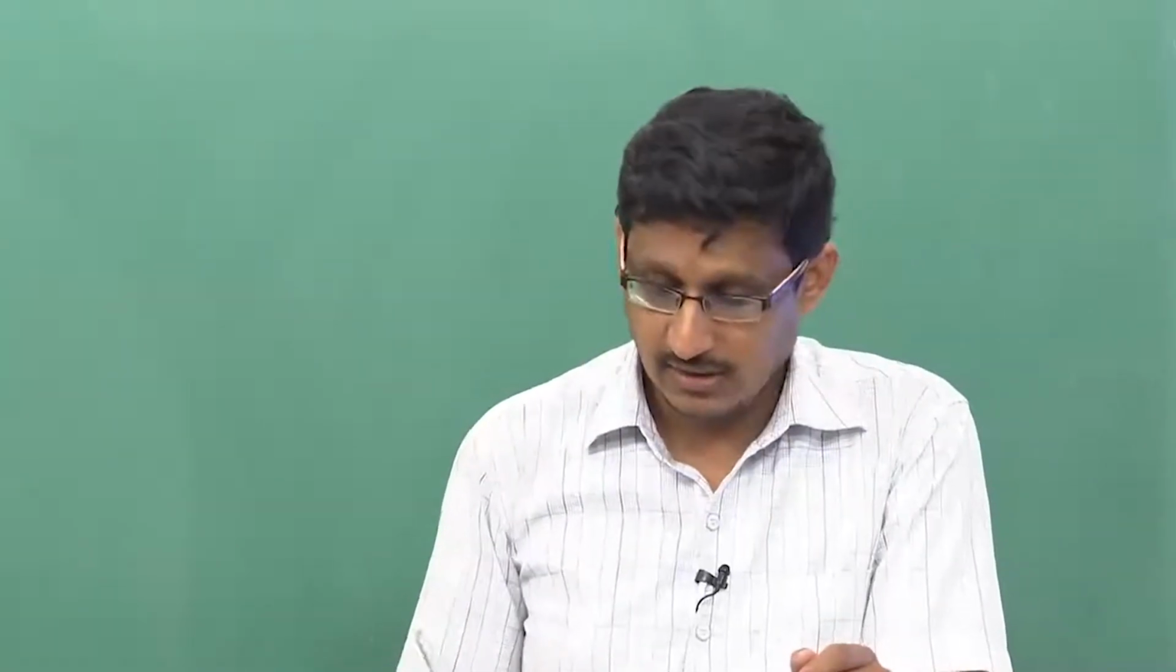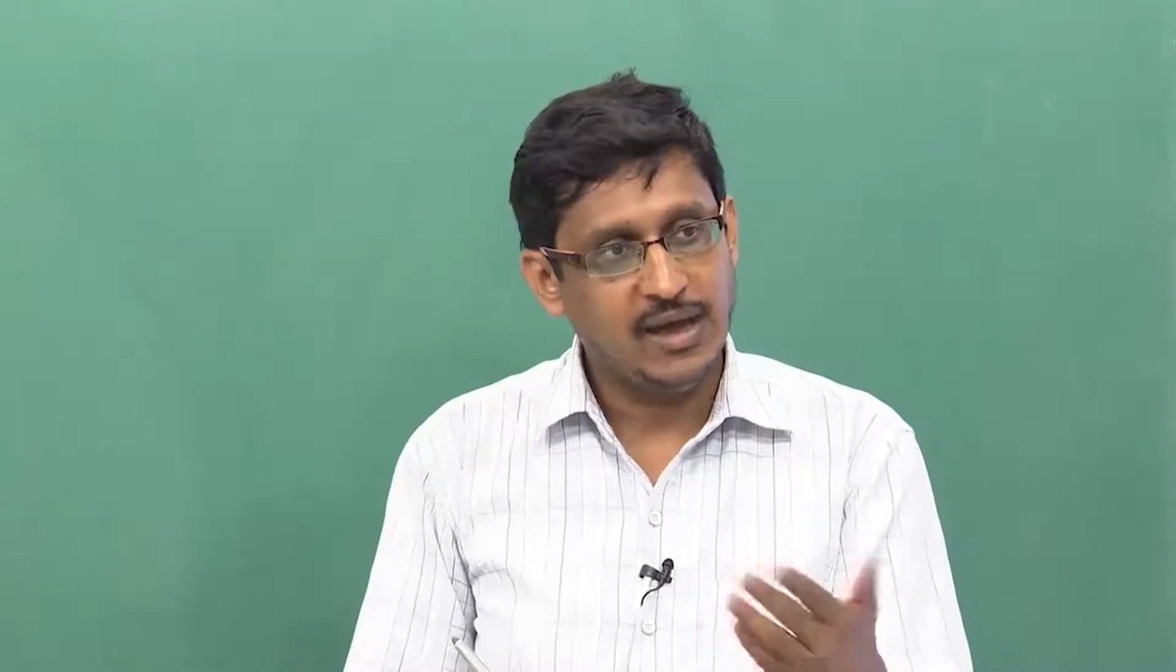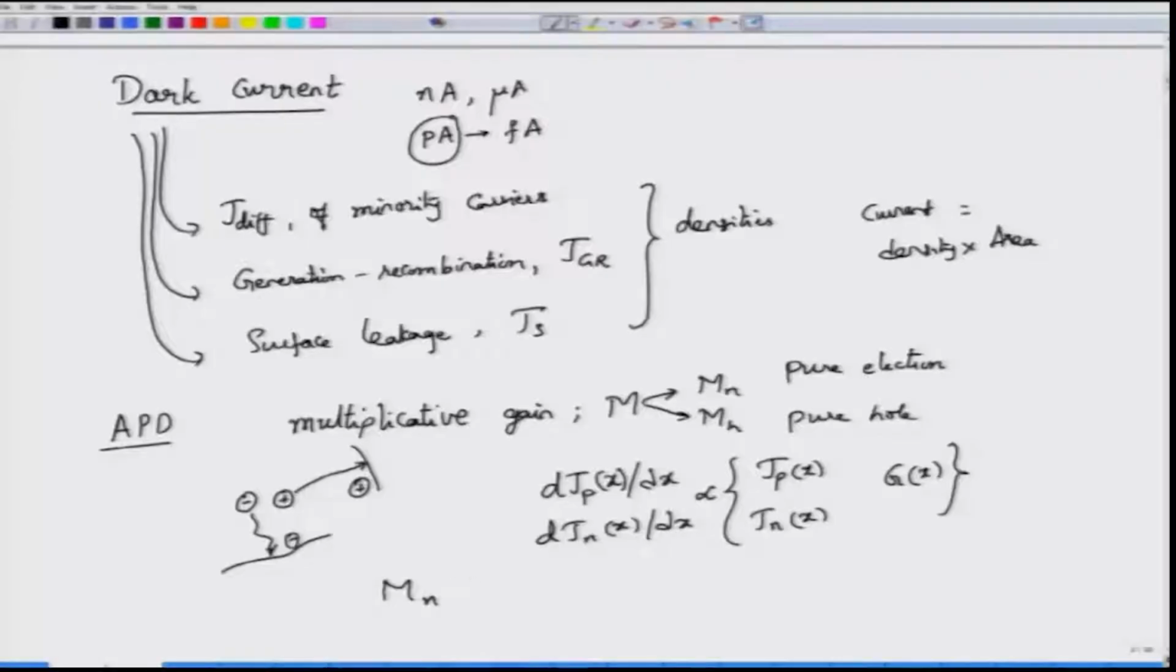What is interesting in this Mn and Mh is that, depending on the ionization parameter, if electrons have a propensity to ionize more compared to holes, then Mn will be larger than Mh. So depending on the parameters, you can either have Mn larger than Mh or you can have Mn smaller than Mh.